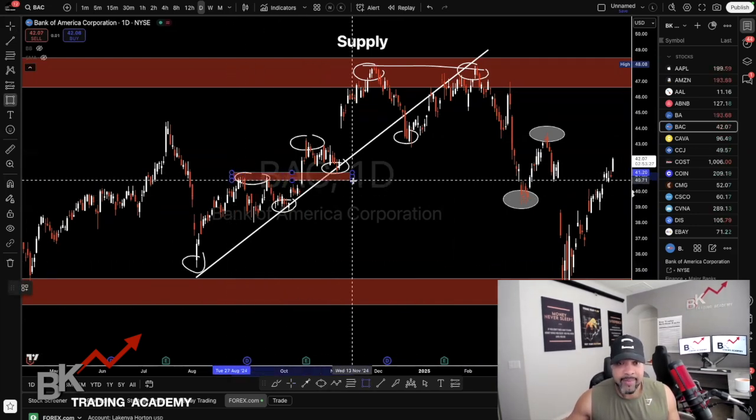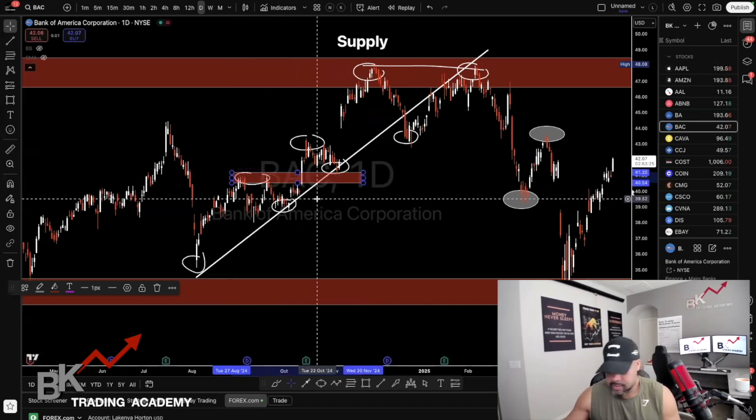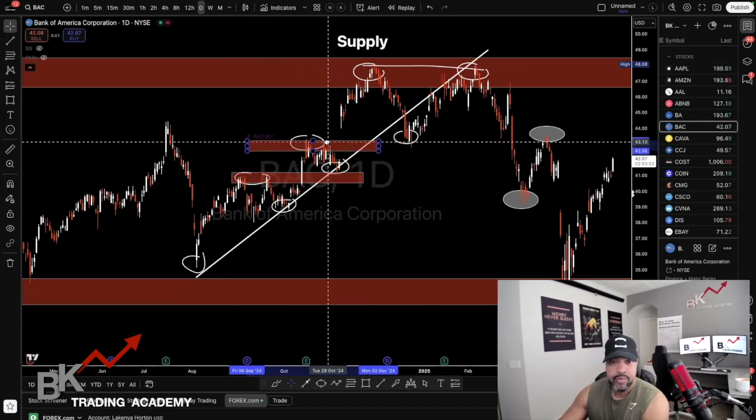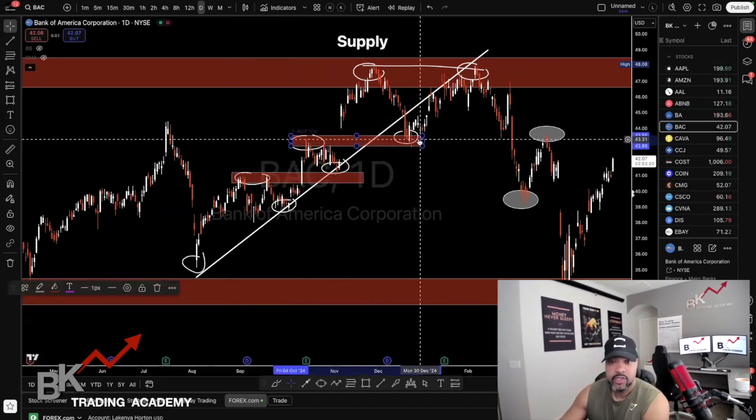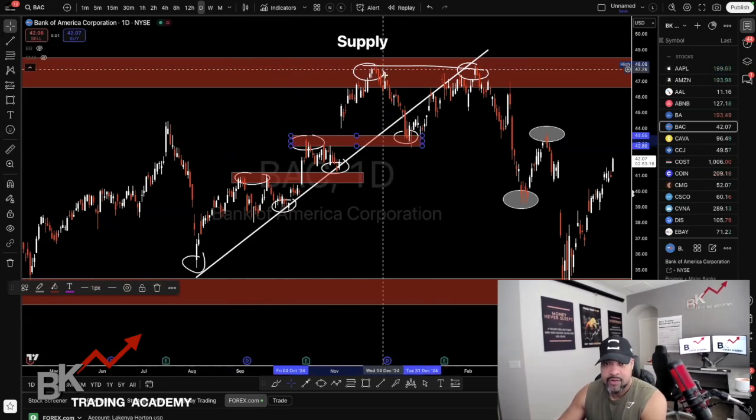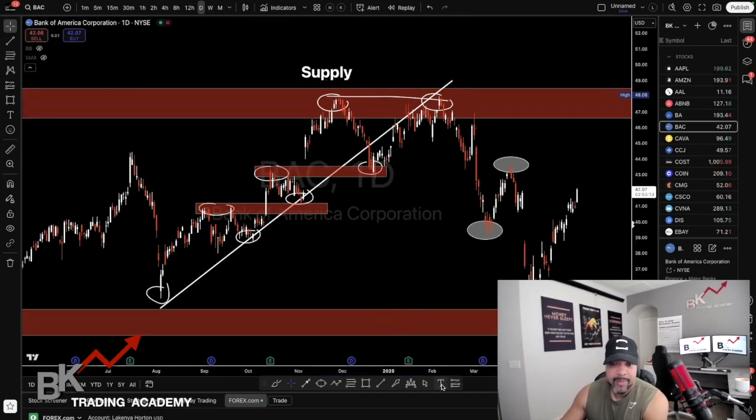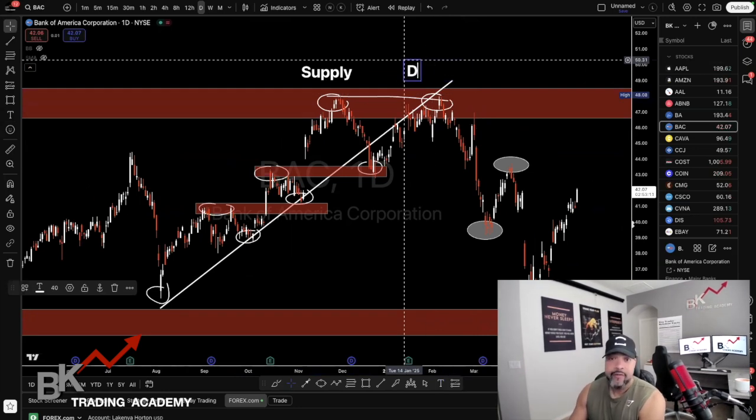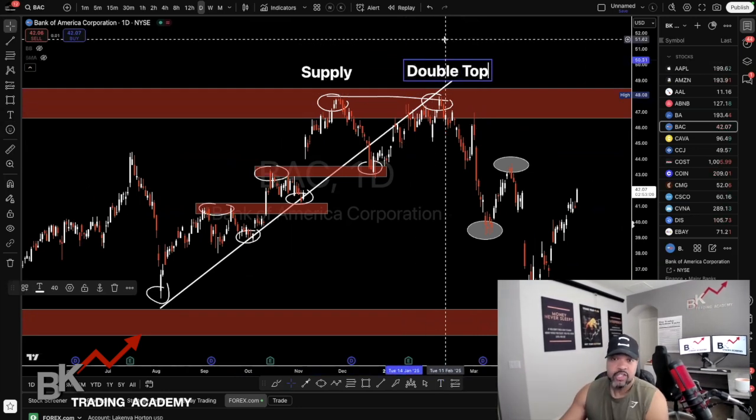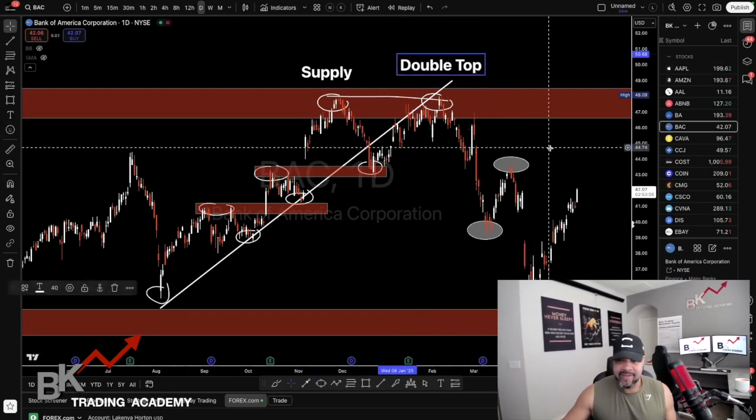So this lower high became the future higher low. This previous higher high became the future higher low, and so on and so forth. And then it came back to this level. This is a double top. Remember, a double top is considered a reversal pattern, especially when you're on the weekly or the daily time frame.